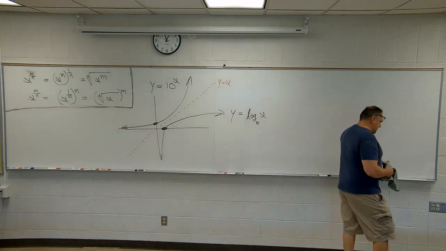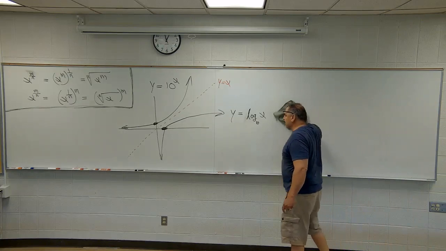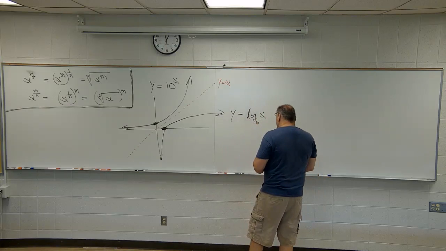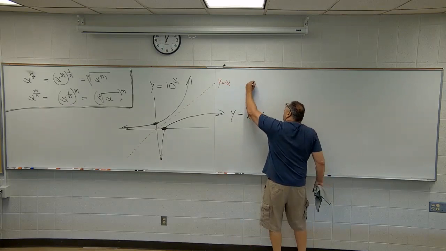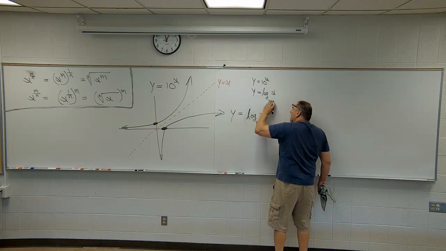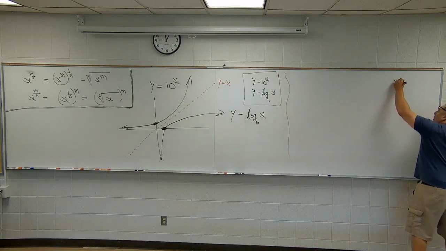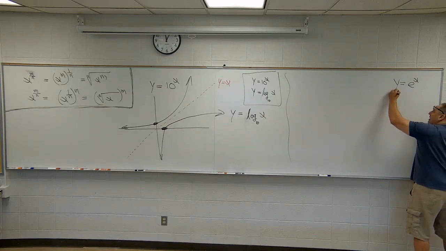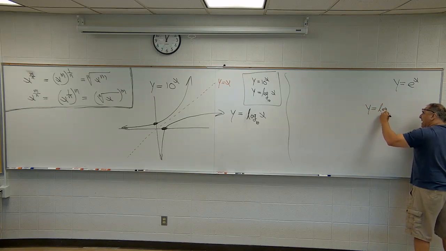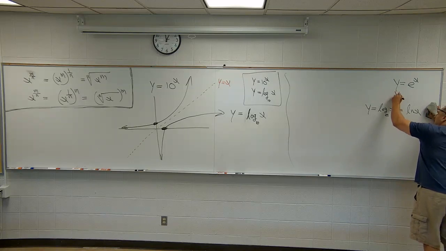So is there a moral to all this story, I guess you could say? Well, I've kind of already foreshadowed the ending. Just like these two are inverses of one another, 10 to the x and y equals log of x, this is analogous to y equals e to the x and y equals logarithm base e of x. And I already said that means ln x. They write it like that; it's a special way of writing it. So this is going to be y equals ln of x.